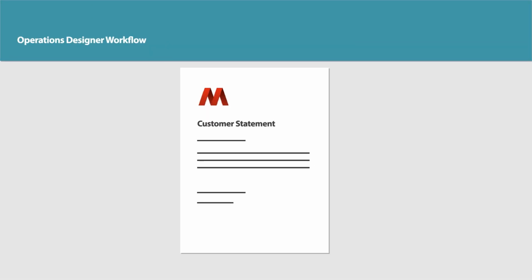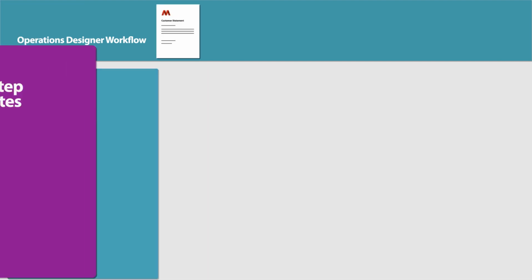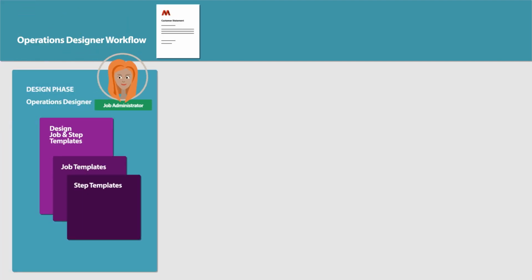This video series shows an end-to-end Operations Designer and production workflow for a customer statement, which is formatted, printed, and physically mailed to the recipients. In the design phase, a job administrator initially designs the required processing steps and then assembles them into job templates for later use in production.